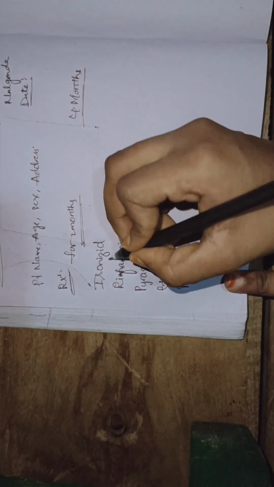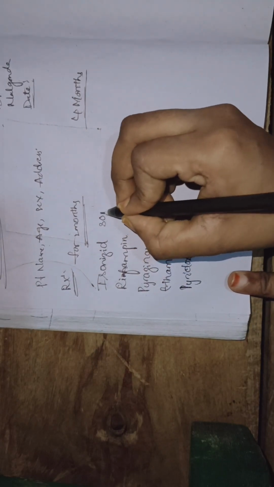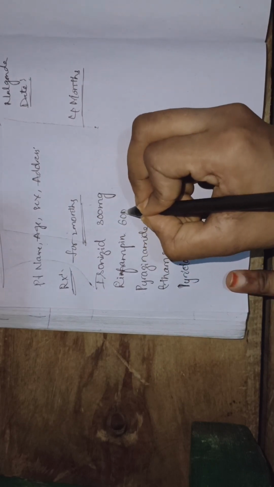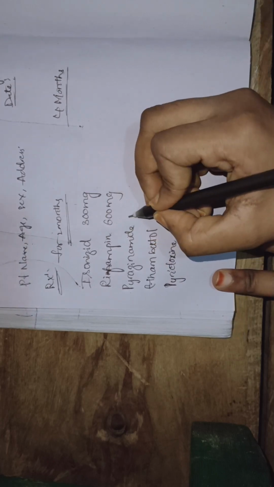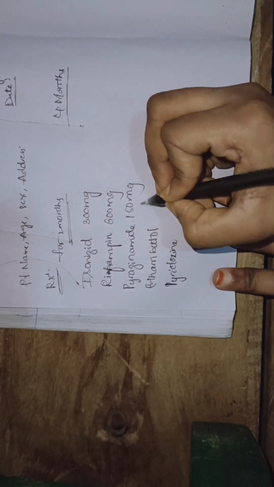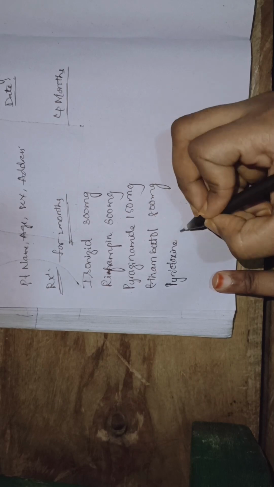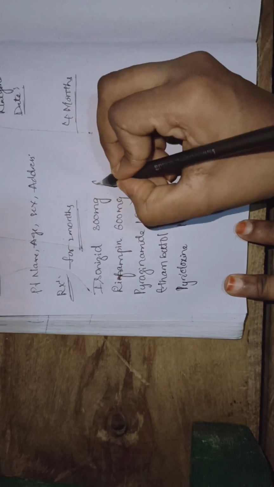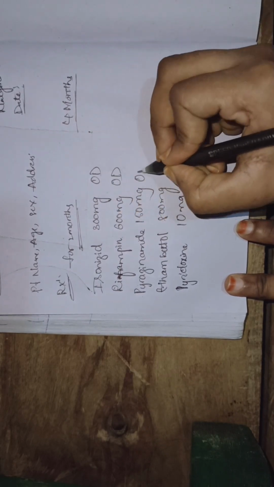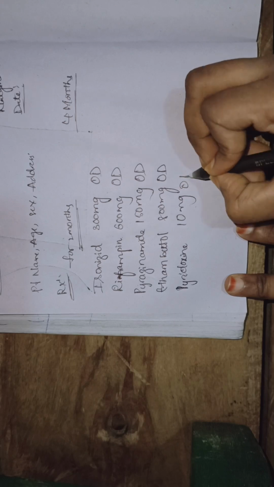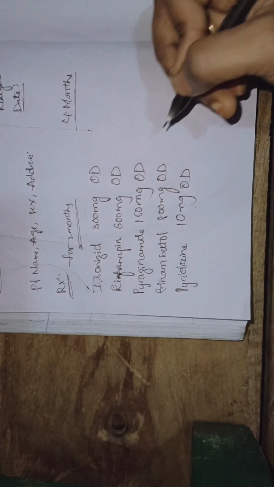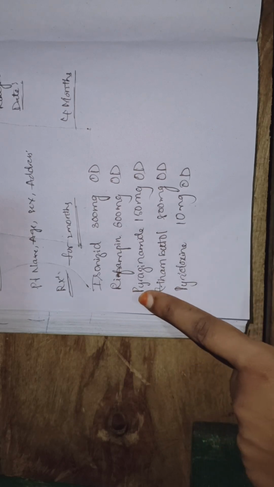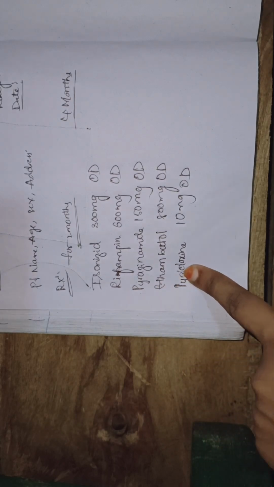The doses are isoniazid 300 mg, rifampin 600 mg, pyrazinamide 1500 mg, and ethambutol 800 mg. Pyridoxine is 10 mg only. These are all given OD, only one time a day, once daily, for 2 months: isoniazid, rifampin, pyrazinamide, ethambutol, and pyridoxine.